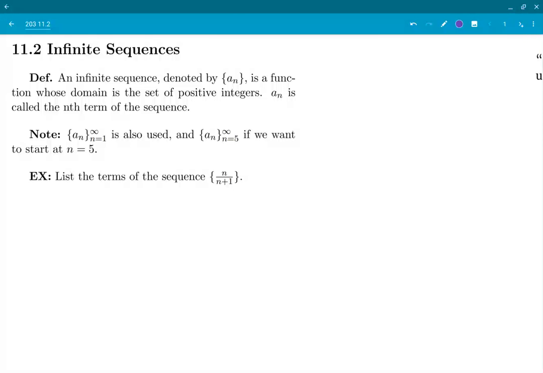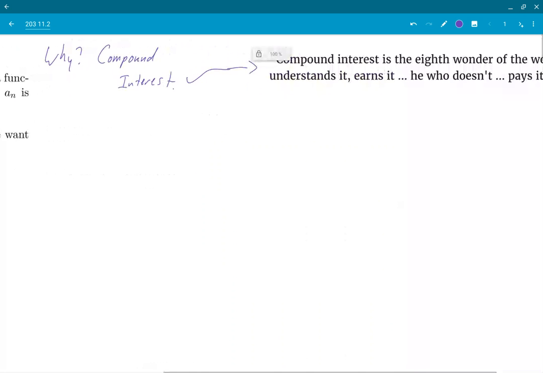Okie dokie, new chapter. So pause and copy, pause and copy. So infinite sequences. Why do we care? Well, we're starting down a path that will lead us to a study of compound interest. A very important topic, which can be described in the following quote.